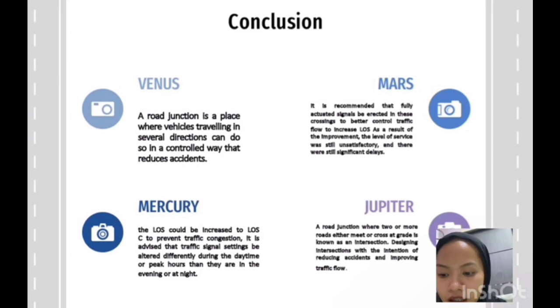And then a road junction where two or more roads either meet or cross at grade is known as an intersection. Designing intersections with the intention of reducing accidents and improving traffic flow, so the LOS could be increased to LOS C to prevent traffic congestion. It is advised that the traffic signal setting be altered differently during the daytime or peak hours than in the evening or at night. Thank you.